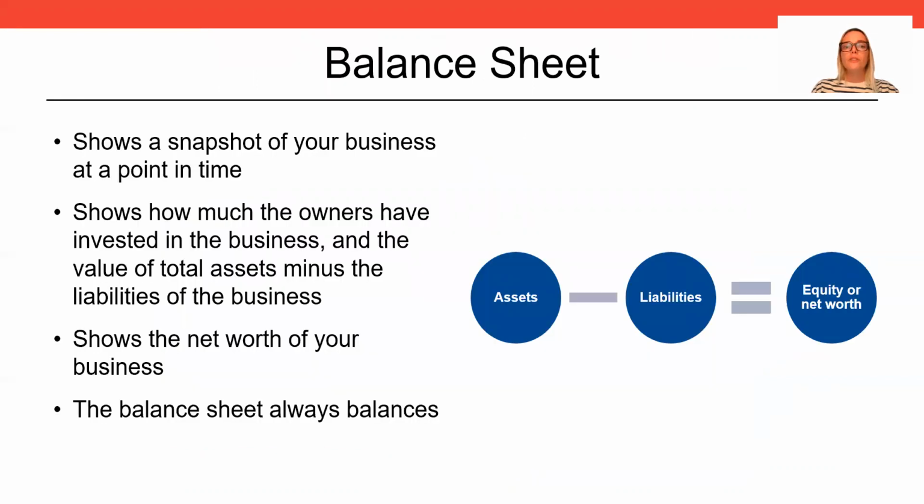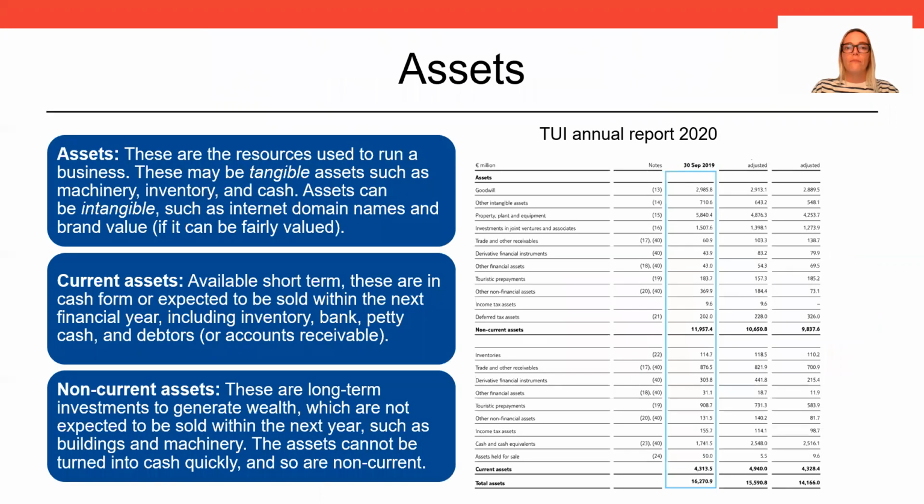And so it shows a snapshot of your business at a particular point in time. It shows how much the owners have invested in the business and the value of total assets minus the liabilities of the business. So in other words, it shows the net worth. What is your company worth? The key thing is that the balance sheet always balances. So your assets minus your liabilities tell you about your equity or your net worth. What is it that the company is worth?